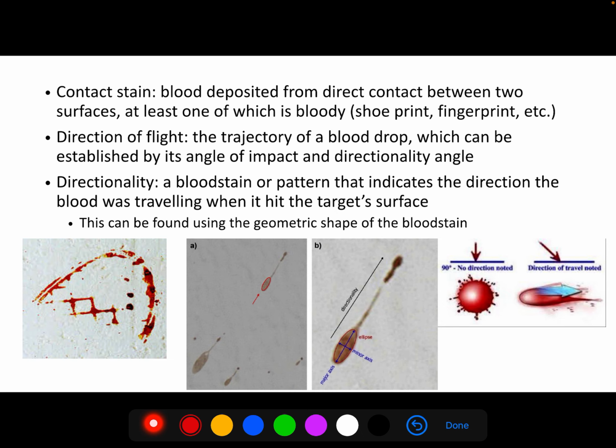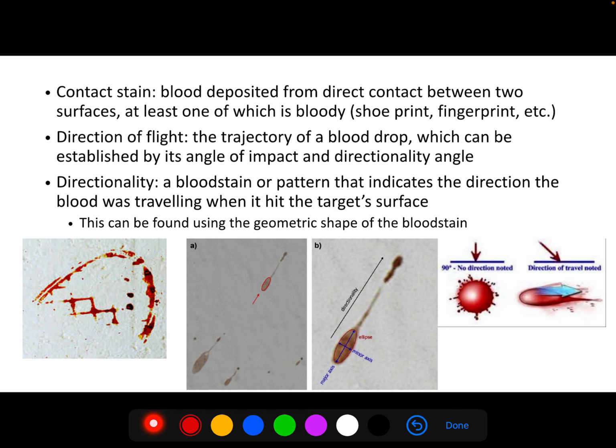With blood, we can also determine the direction of flight. This is the trajectory of a blood drop, which can be established by looking at its angle of impact and its directionality angle. So we already said angle of impact is what angle it comes in to hit the surface, but we can also look at the direction. And the directionality is the pattern that indicates the direction blood was traveling when it hit the target surface.